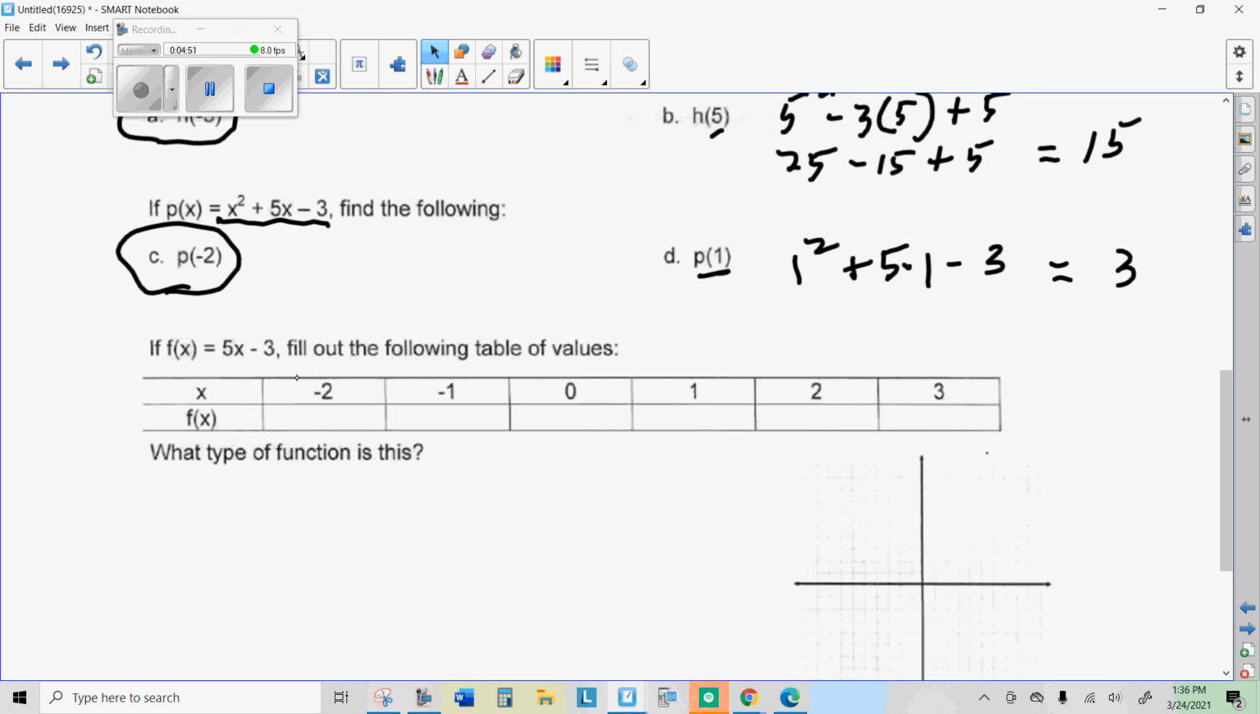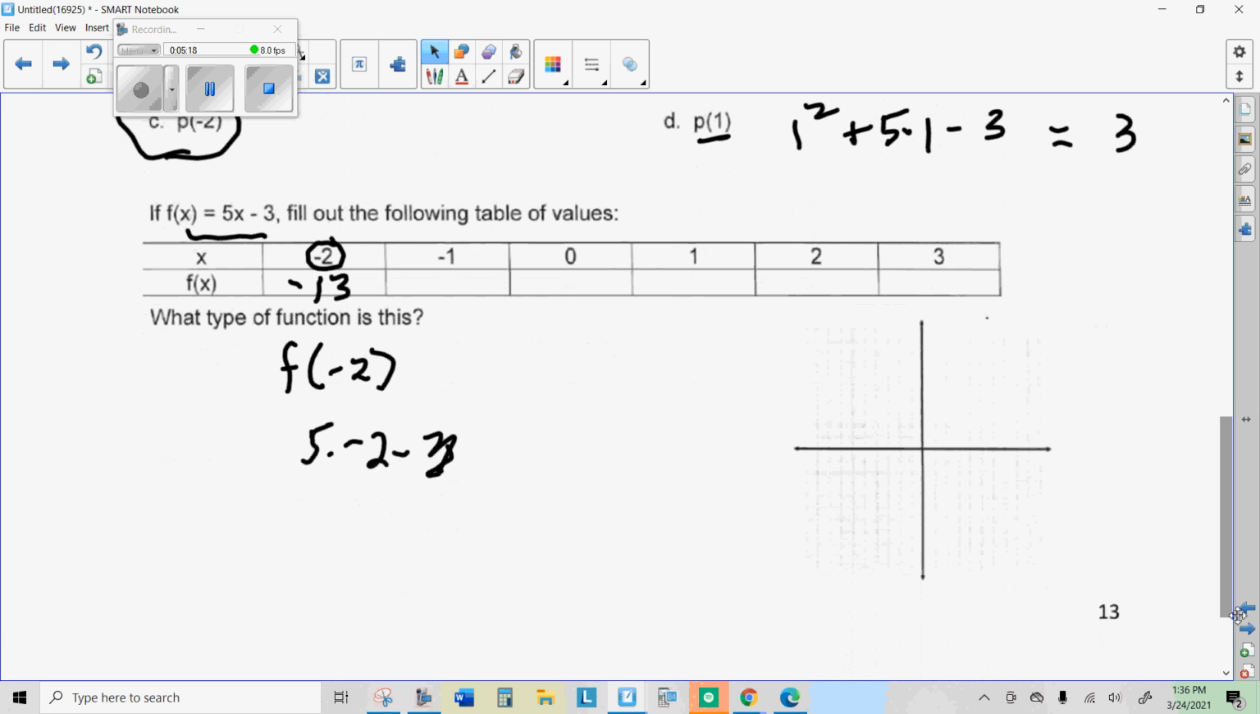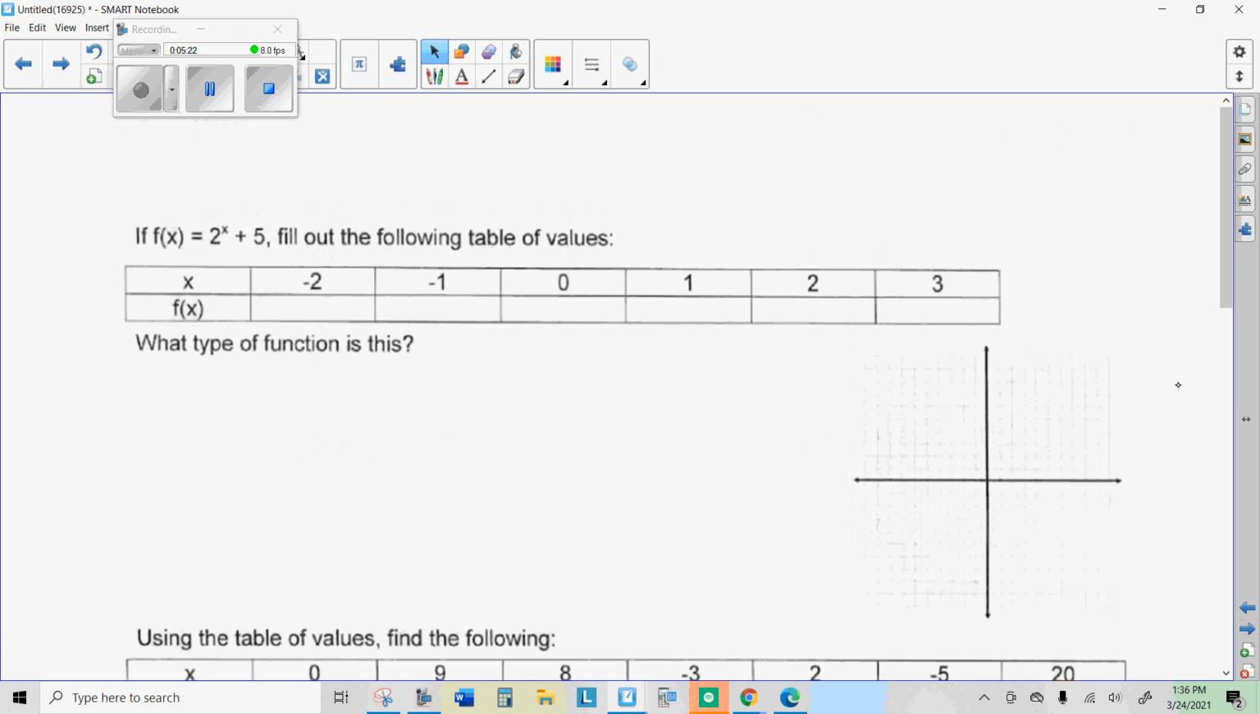So we're just inputting this -2. So basically I'm finding f of -2. So I'm going to do 5 times -2 minus 3. I'm using this function here. That's a 3 there, by the way. And that's negative 10 minus 3 is negative 13. So you're going to fill in the rest of those, graph them, and it will help you decide what kind of function that is.